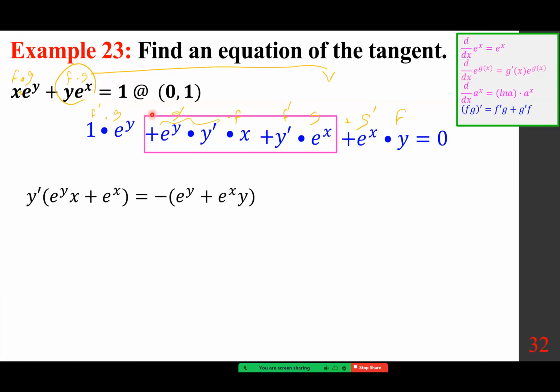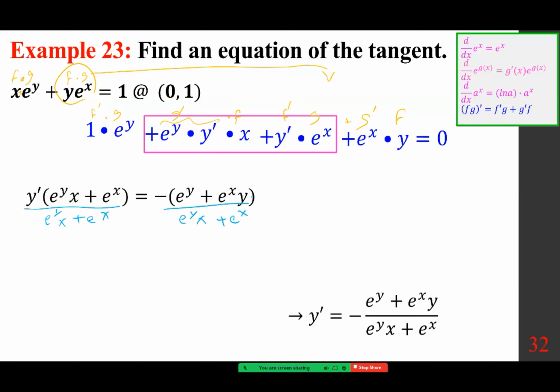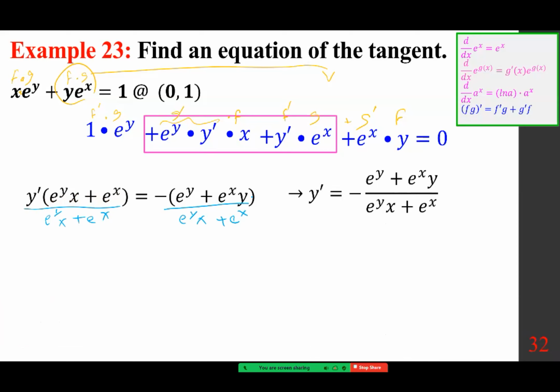And for this part, if you factor the y prime, because that's all we want to solve for, this one would be e to the power of y times x, and this one would be e to the power of x. So if you divide both sides by this part, the parentheses, we get y prime or dy/dx.